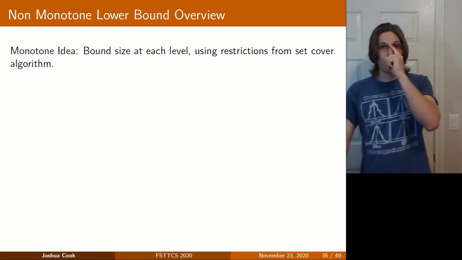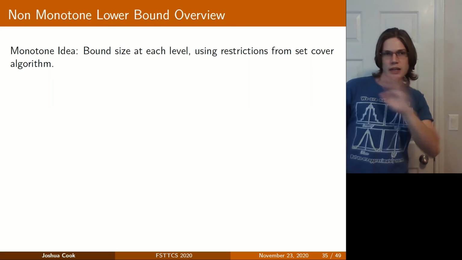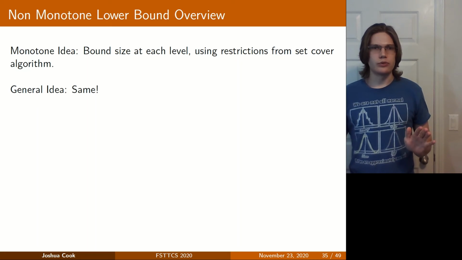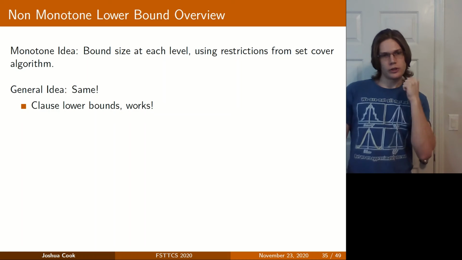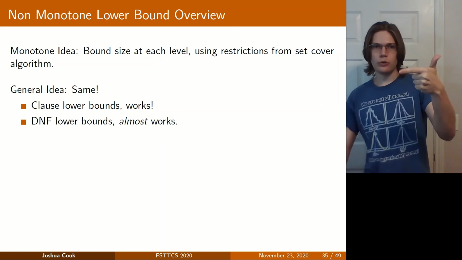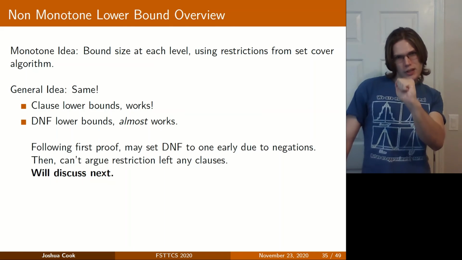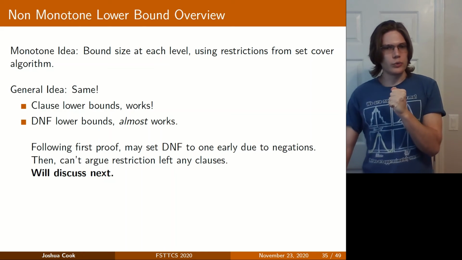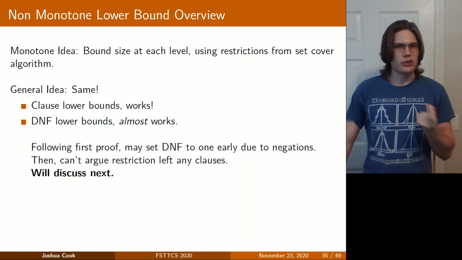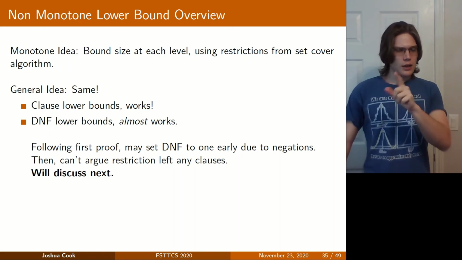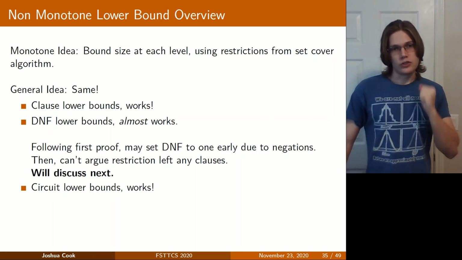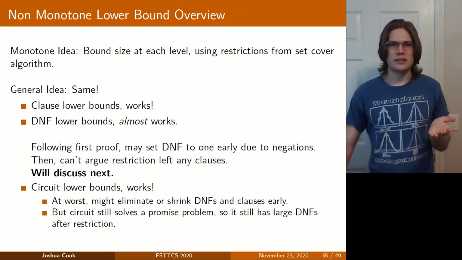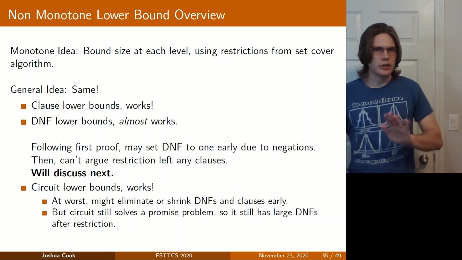Okay, so in order to generalize this, we're going to use the same idea as the monotone circuit. Exact same: bound at each level, use restriction from set cover algorithm. So the clause lower bounds still work. The DNF lower bounds still work. Almost. One of the issues is that the DNF might be set to 1 earlier than we wanted to. Then we can't argue that there are restrictions left in any clauses, but we'll discuss how to fix that next. The circuit lower bounds still work. At worst, it might shrink or eliminate DNFs and clauses early, but that's not really an issue.